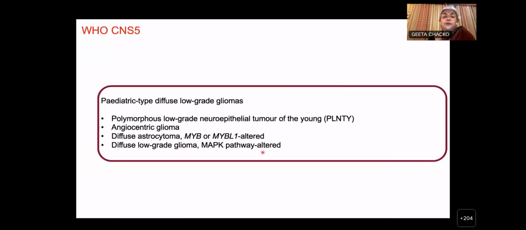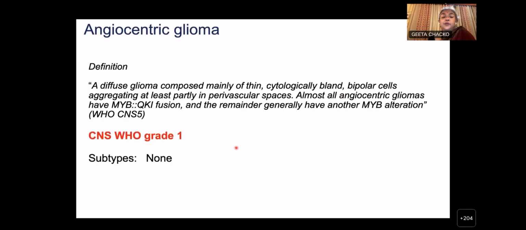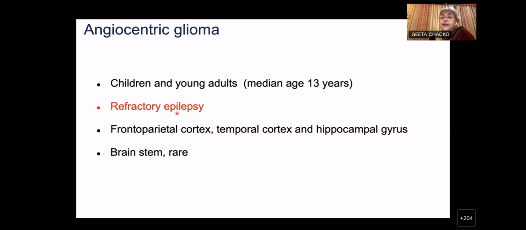So these are the 4 pediatric type diffuse low-grade gliomas: PLNTY, angiocentric, the diffuse astrocytoma, MYB or MYBL1 altered, and the MAP kinase pathway altered. So the angiocentric glioma is also a CNS grade 1 tumor. They have these bipolar cells. Angiocentric means they're located in a perivascular space, and most often they show this alteration of MYB to QKI fusion. Again, long-standing history of seizures, occurring in children and young adults.